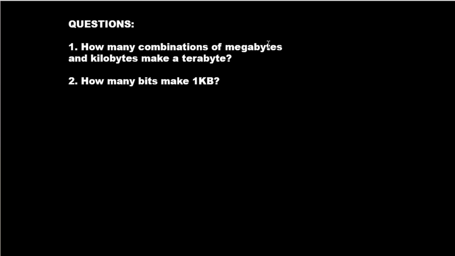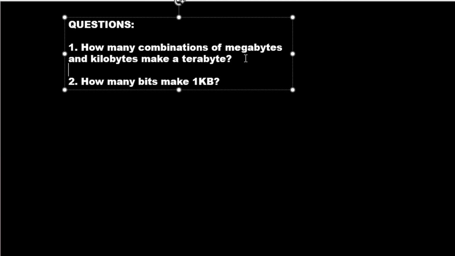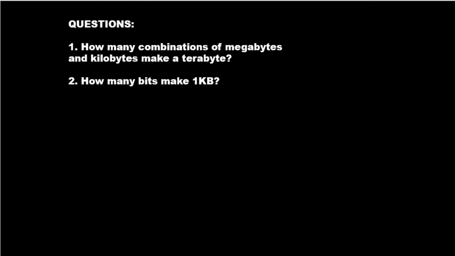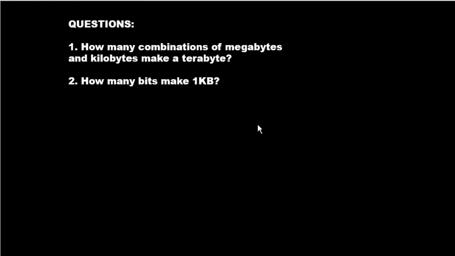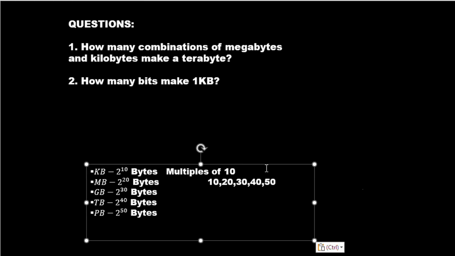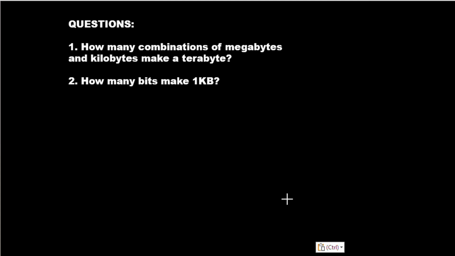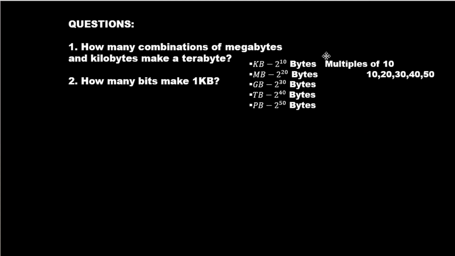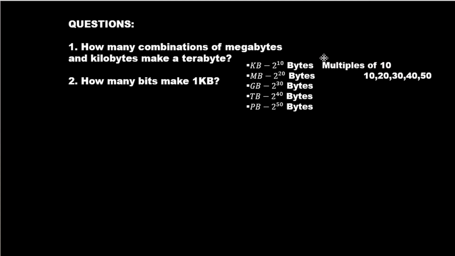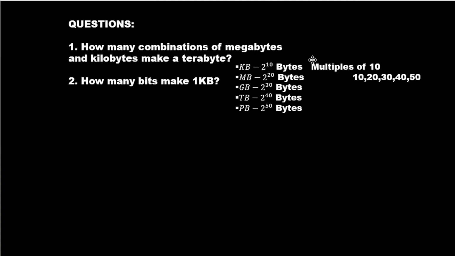Our first question: how many combinations of megabytes and kilobytes make a terabyte? They are asking us to find the combinations of megabytes and kilobytes that can give us a terabyte. When you check our table again, you can see that a terabyte is 2 to the power 40. Let's paste this there as a point of reference. So we are looking for the combinations of megabytes and kilobytes that give us the terabyte.